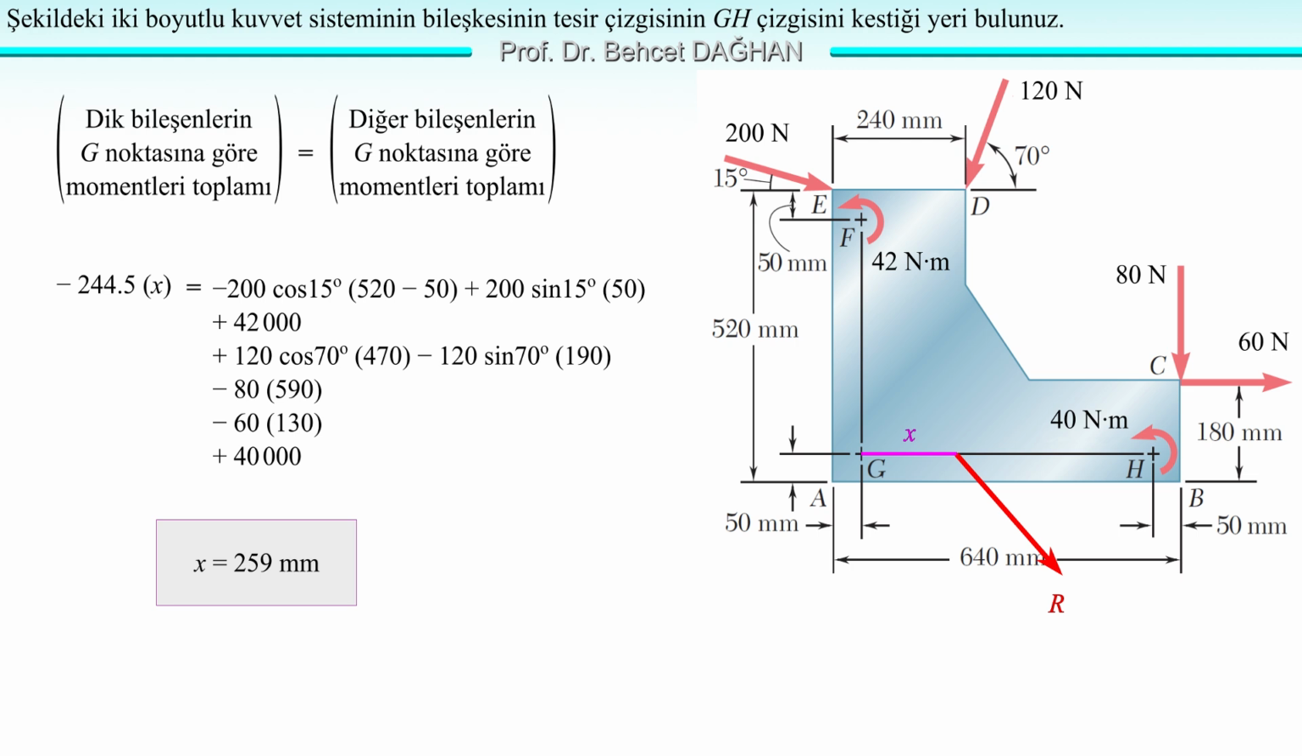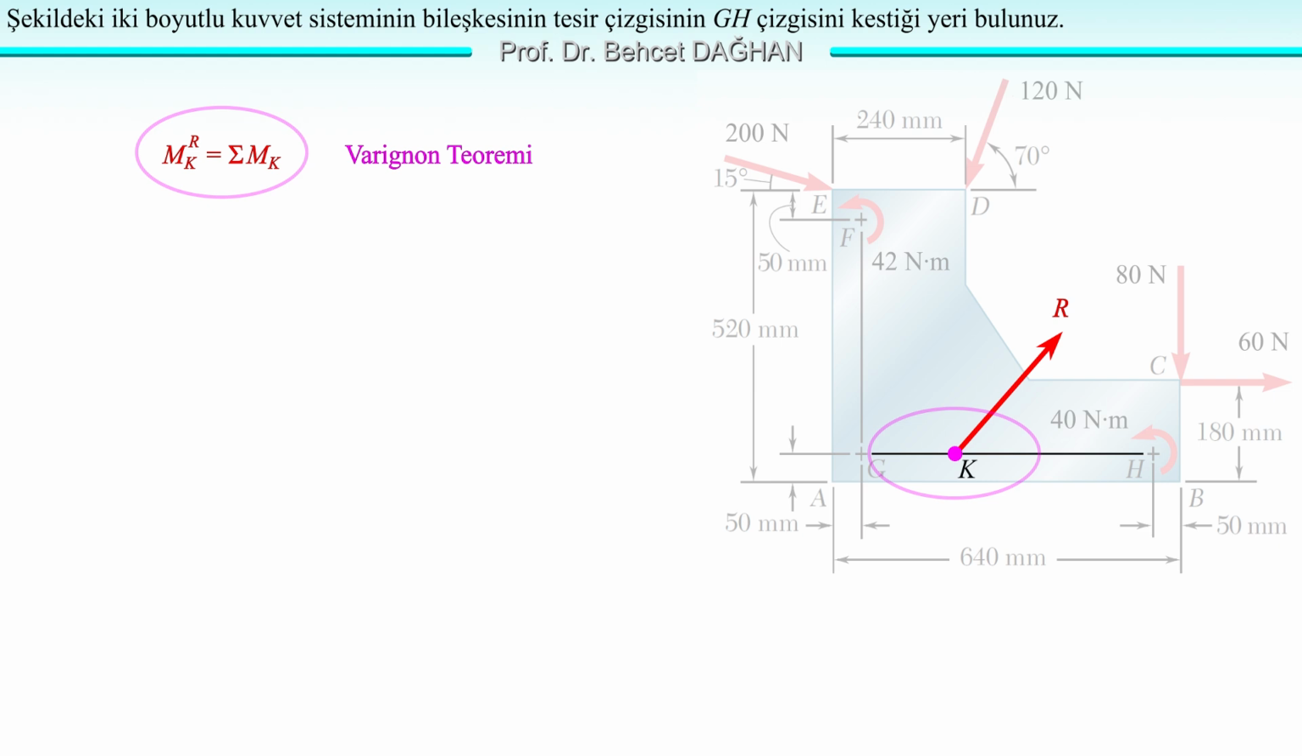After solving this problem in this way, let's change the point where we take the moment. Let's take the moment about another point. Where should we take the moment? Let's take the moment about the point where the resultant intersects line GH. Let's call that point K. Let's take the moment about point K. Since we're taking moments about point K, the moment of the resultant will be 0. Therefore, the direction of the resultant won't concern us. We won't need to find the x component or y component. We won't need to find its direction or magnitude.